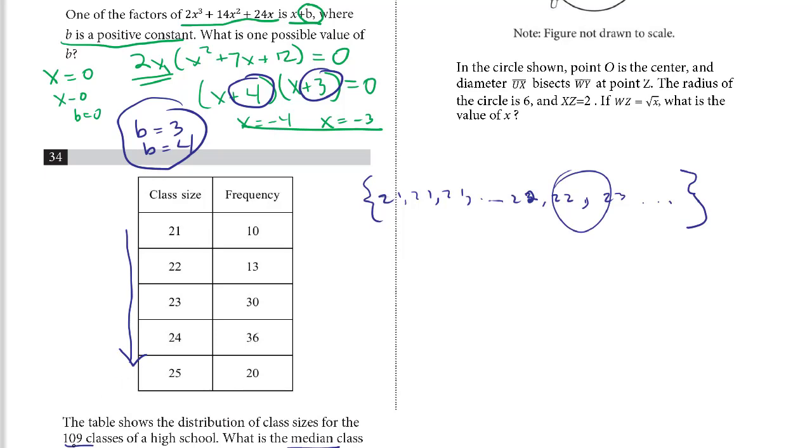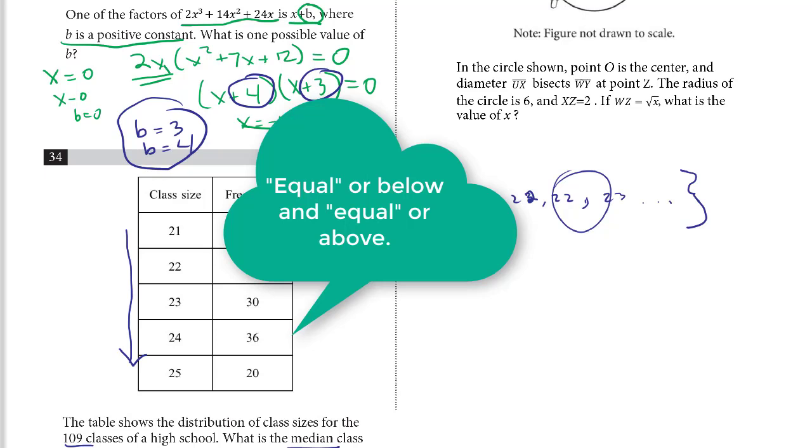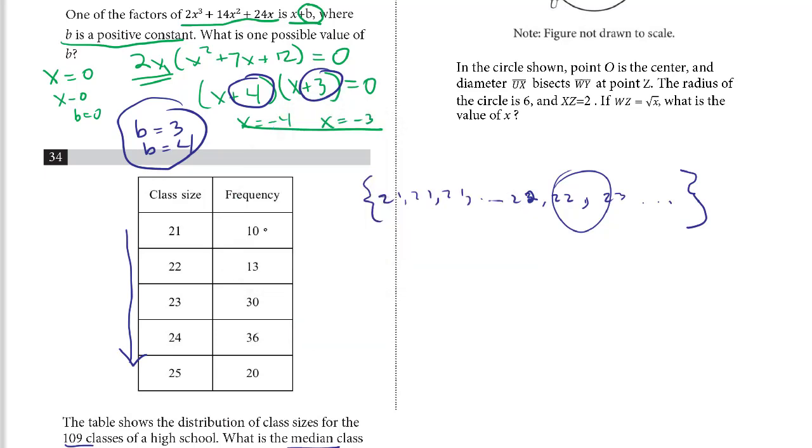Let's take a look at this. I know there are 109 data points. That's an odd number, so I'm going to have an exact middle value. It will be the 55th data point, in which case there'll be 54 below and 54 above it. So I'm going to start on my frequency and count up to 55 and see what class size that falls into. 10 and 13 is 23, plus 30 is 53. 54, 55 would land right here in the class size of 24. The median class size in the high school is 24. That's the answer for 34.